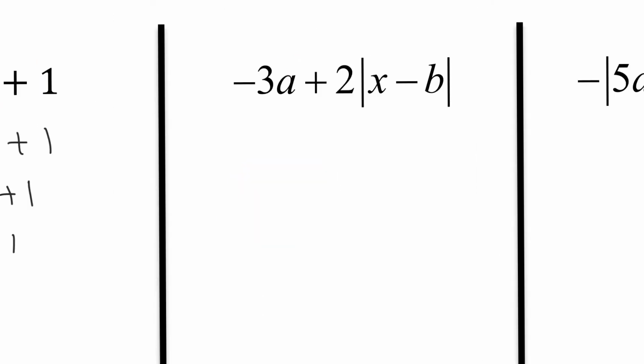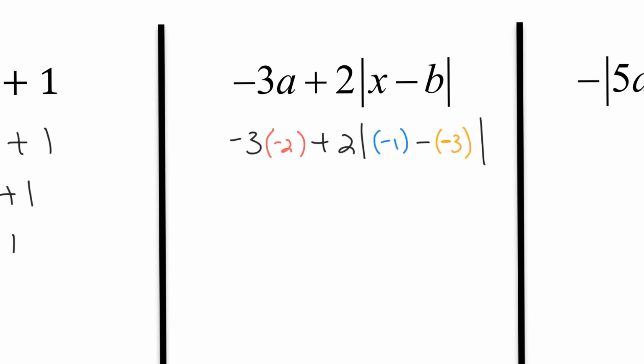Now this one here, you are going to multiply the absolute value by 2. 2 times the absolute value of x minus b. But we also have a negative 3a, which is multiplying negative 3 times a. So first, let's go ahead and substitute the values of a, x, and b into that expression.